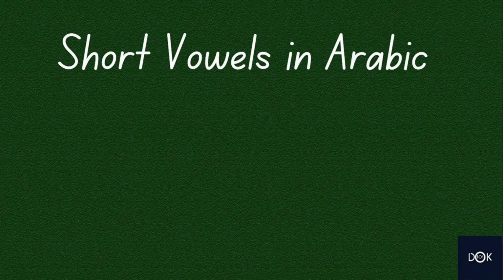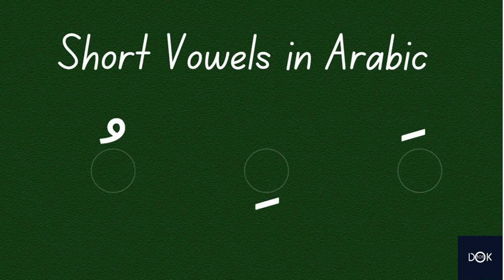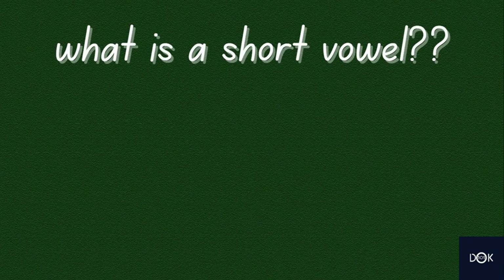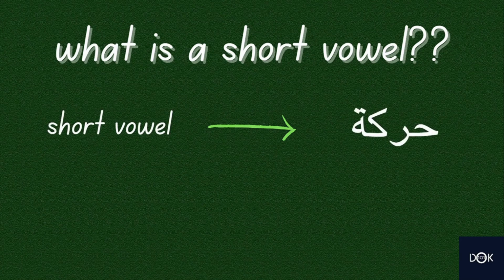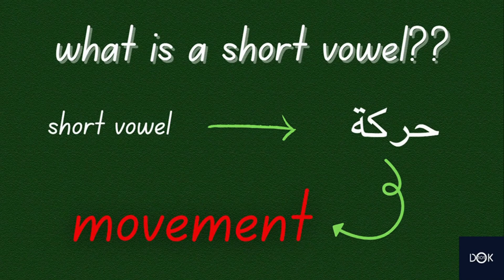Today we are exploring the Arabic short vowels. In Arabic, we have three short vowels that are crucial for pronunciation. These are Fatḥa, Kasra, and Ḍammah. In Arabic, a short vowel is called haraka, ha-ro-ka, which means movement in English.